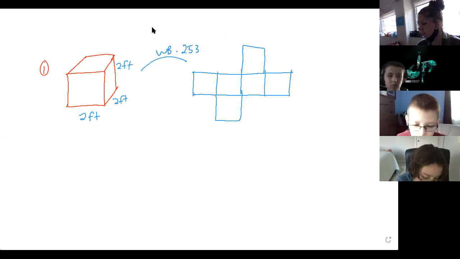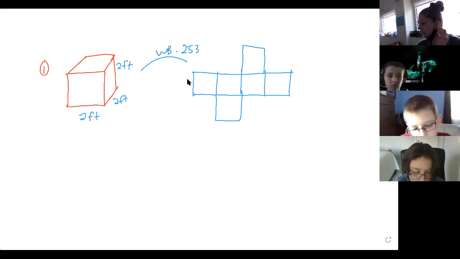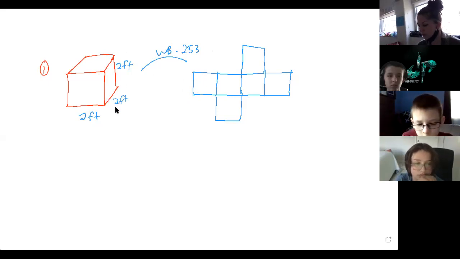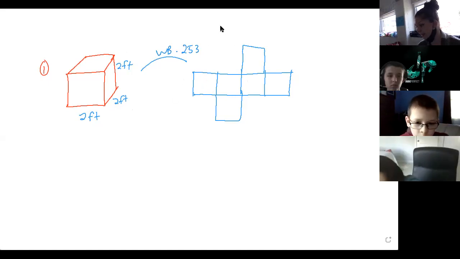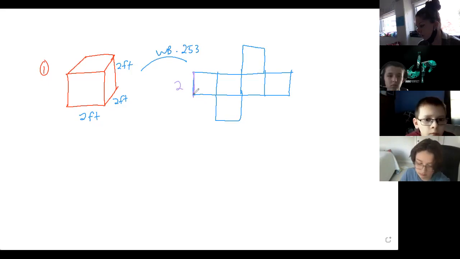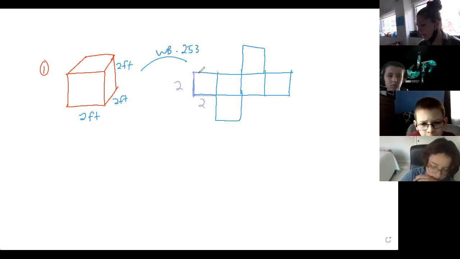So yesterday we talked about the next thing you would do when you're trying to calculate surface area: transfer some dimensions to your net. So take the dimensions from the three-dimensional figure and transfer them to the net. So what would the length of this segment be, everybody? 2 feet. What would the length of this segment be? 2. Okay, so knowing that much information, I can calculate the area of this square now, right? Because I have a length and I have a width.